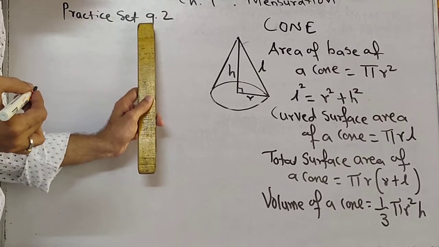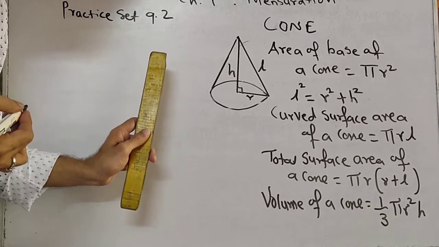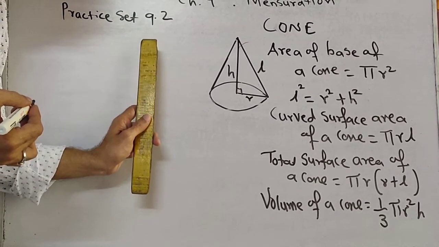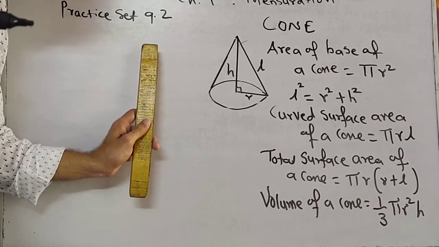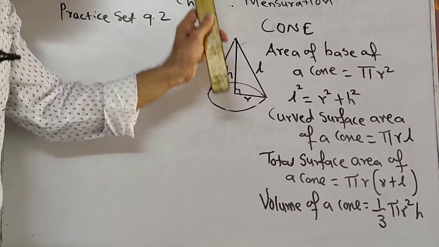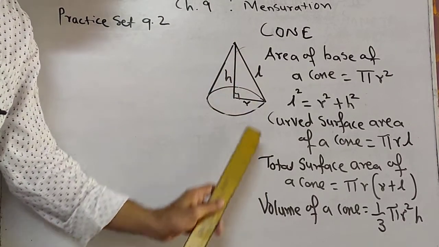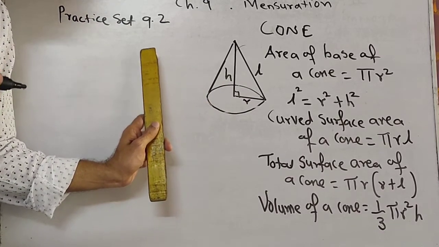In practice set 9.2, in total we have 6 sums. Only 6 sums are there. Sums number 7, 8 and 9 are omitted. They are omitted by the government. So I hope all of you understood these formulas. If you know these formulas, we can very easily solve practice set 9.2.